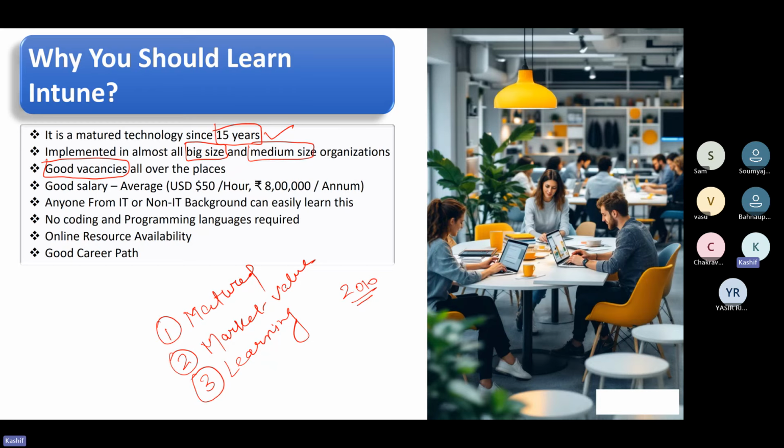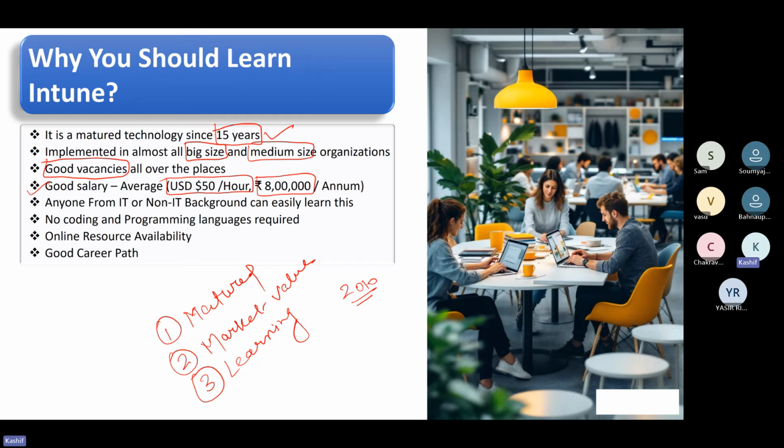Now, good salary as well. Those who are in Canada, they know about it. Canada and US, it is $50 per hour on average, not exact, but some of my students are earning $60 or $80 per hour. So it has a good salary. Those who are in India, you can expect a salary of 800,000 Indian rupees, 8 lakh per annum, yearly salary, average salary, guys.